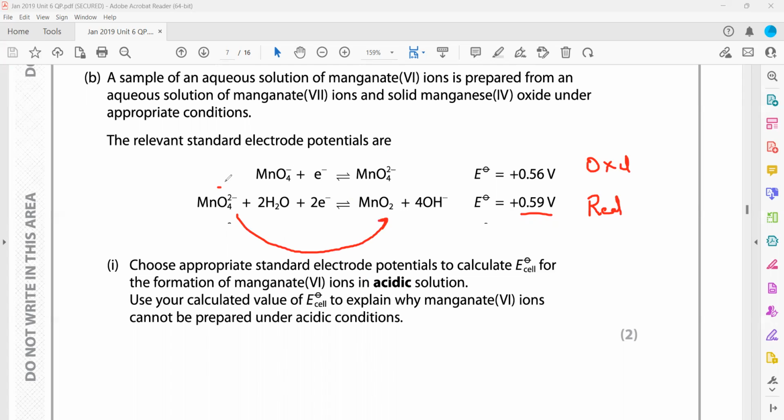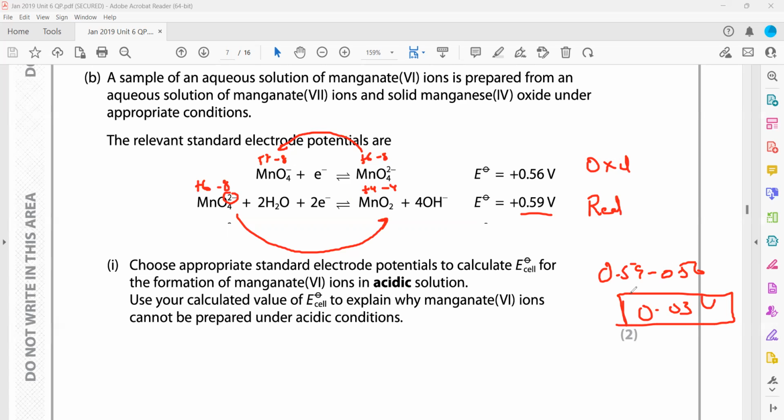Each oxygen is minus 2, so 4 will be minus 8, and the total charge we need is minus. So this is plus 6 turning into plus 4, reduction, and here it is plus 6 turning into plus 7. So this will be reduction, this will be oxidation. When we calculate reduction minus oxidation, it is 0.59 minus 0.56, which is 0.03 volt.